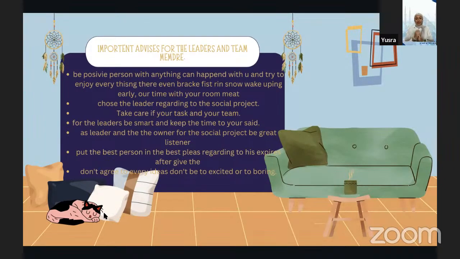And yes, the leader should try to be smart and a good listener. Being a good listener as a leader is really important, because everyone who wants to share their ideas or their problems, treat them as equal, guys.